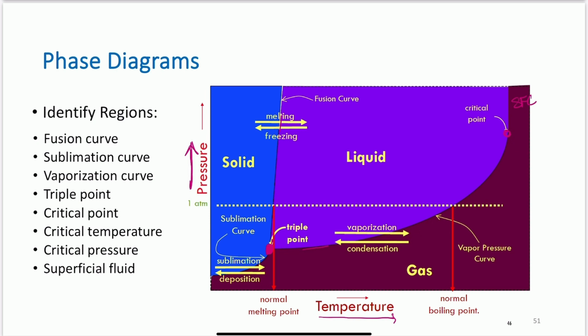So I need you guys to be able to identify all the parts on here and be able to look at these and be able to draw them, be able to understand them, and be able to see what's really happening here. Be able to, if I give you a point on a curve, tell me what transitions are happening or what states you are in between.